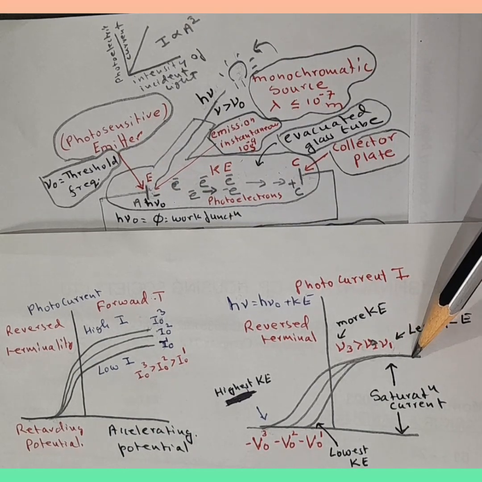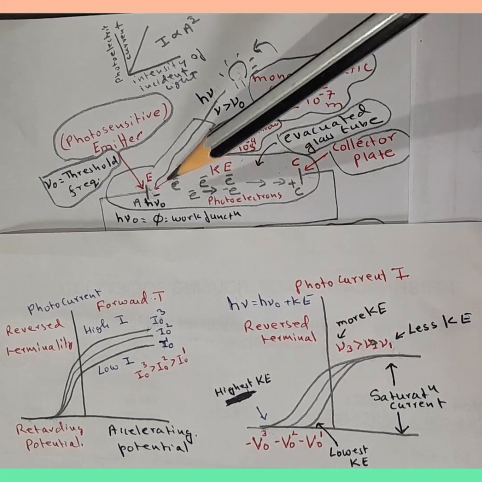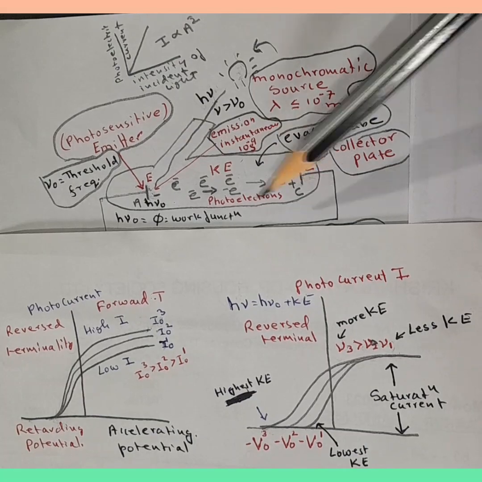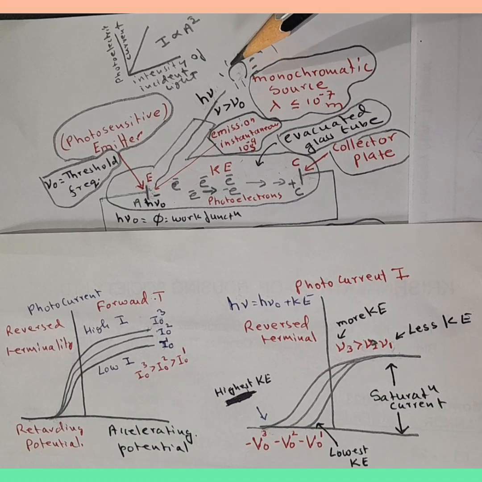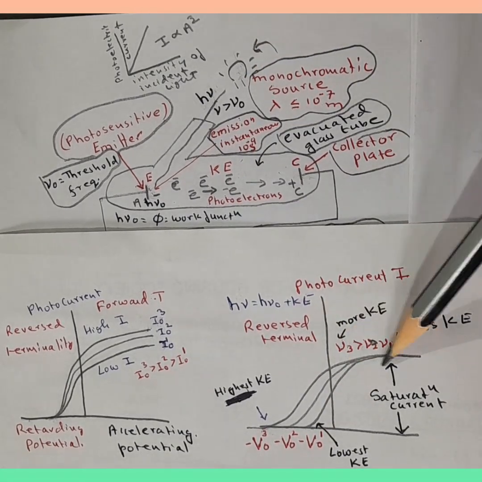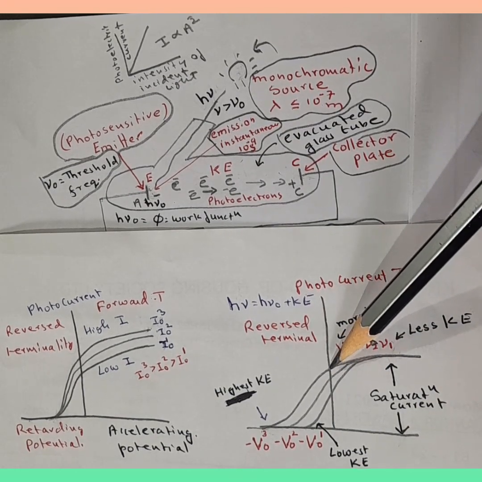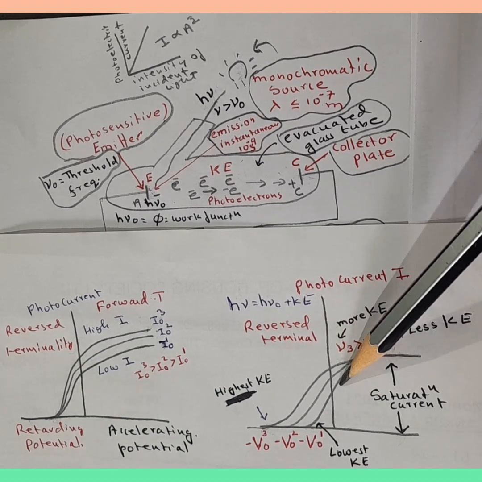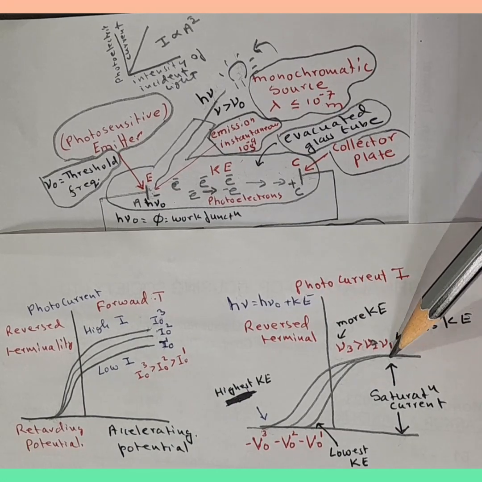Now in the graph, what we find is that for whatever frequency we are using from the monochromatic source, lower or higher, the saturation current is the same for all three. There's no differentiation, whether it be the highest or the lowest frequency. The saturation current is the same. So that's one thing that we observe.